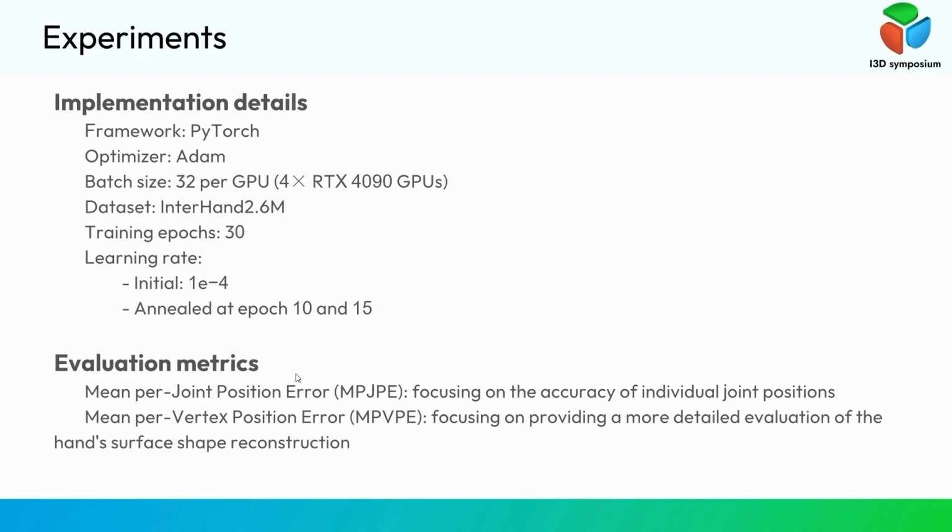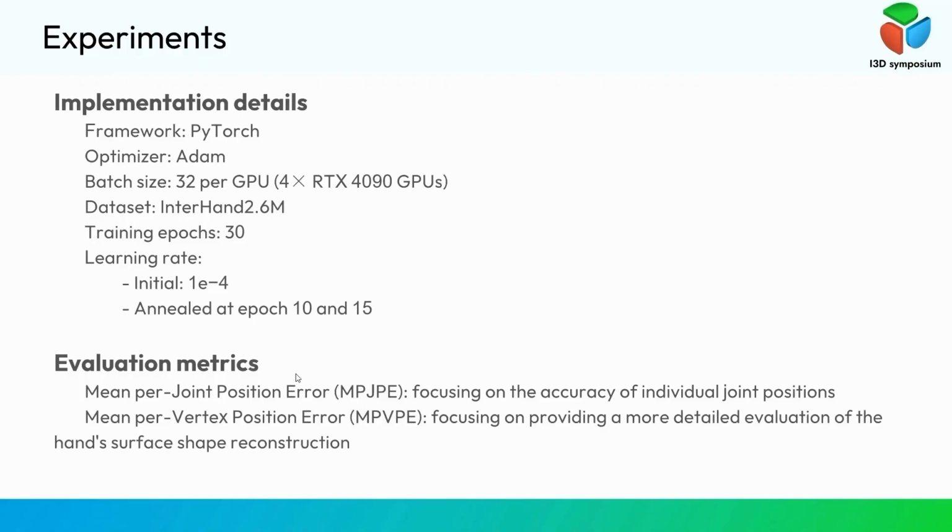Mean per joint position error evaluates the error by calculating the Euclidean distance between the predicted 3D joint positions and the ground truth. To eliminate the effect of position differences, we perform a translation by aligning the root joint, such as the wrist of both hands. This metric mainly reflects the accuracy of joint location, focusing on the geometric accuracy of the skeletal pose.